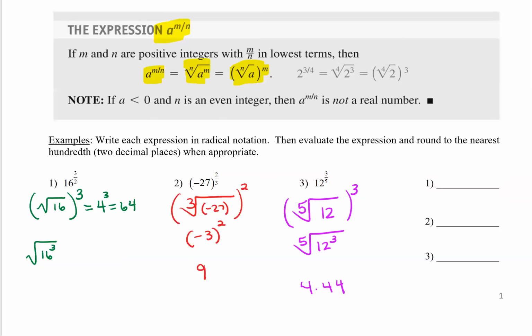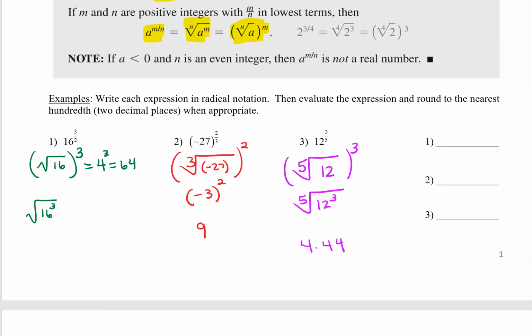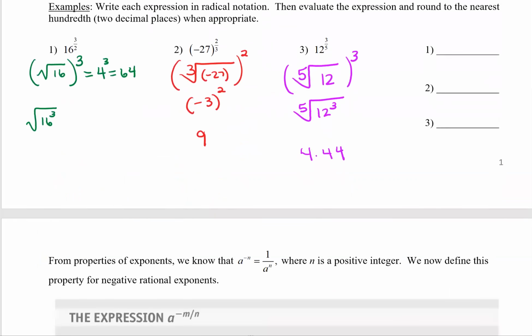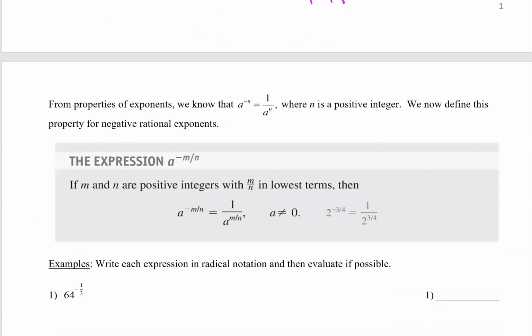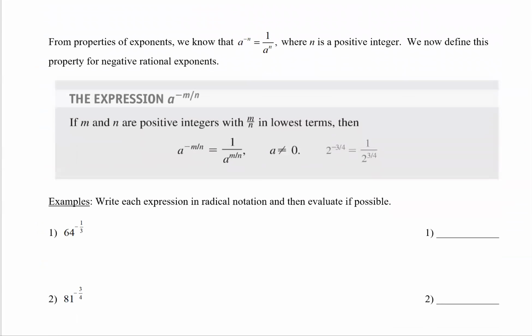Moving right along. From properties of exponents, we know that a to the negative n is equal to 1 over a to the n, where n is a positive integer. We now define this property for negative rational exponents. So the same rules are going to apply. If we have a negative exponent in the numerator, we can rewrite it in the denominator, and the exponent is positive.